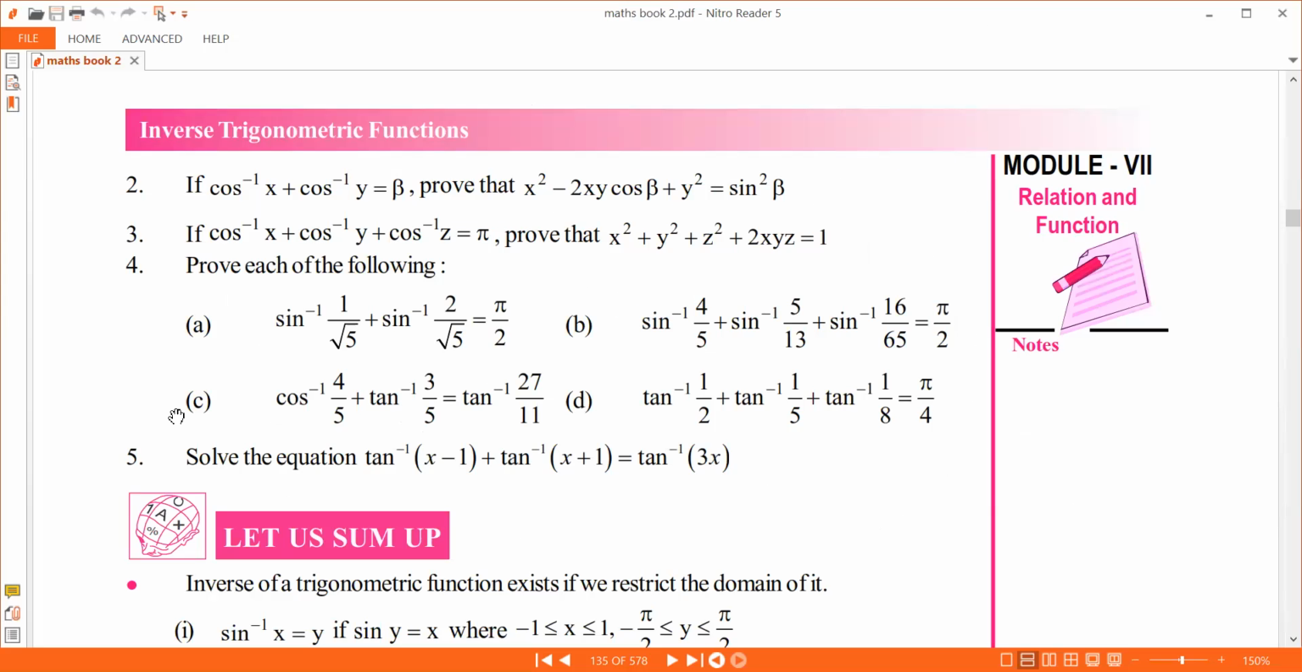So the next one, C, you can try in the same way. But for this, the cos inverse 4 by 5 has to be changed in terms of tan inverse. That I will do. Cos inverse 4 by 5 plus tan inverse 3 by 5, which is given to us.